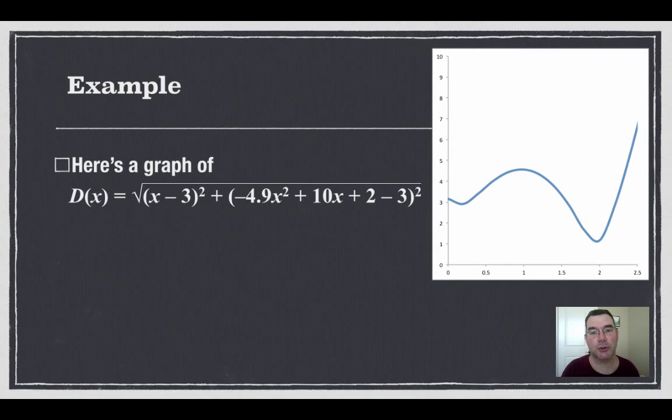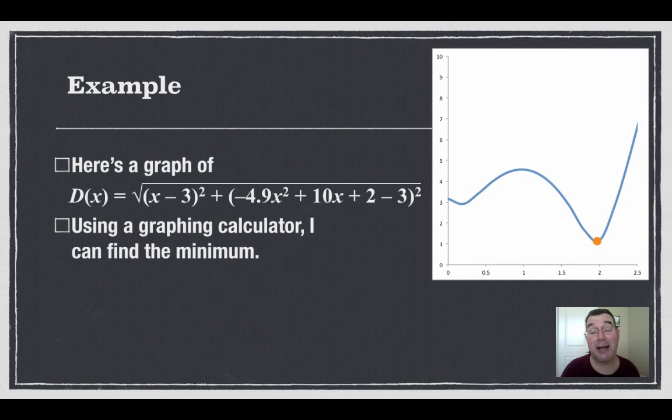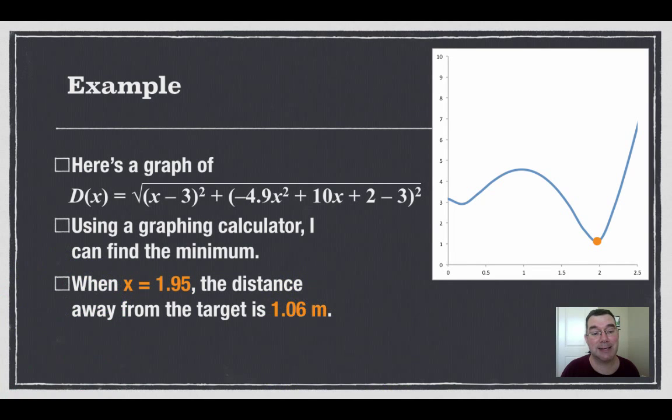I don't want to take the derivative of it, but what I can do is use technology to just find the minimum. So if I graph that function and I ask the calculator to find the minimum, then it can. It says that the minimum is at x equals 1.95. And so when that happens, the distance between those two things is going to be 1.06. So that's an example of how to use the derivative to find a minimum, and if the function's too ugly, you can just use your calculator to find that minimum for you.